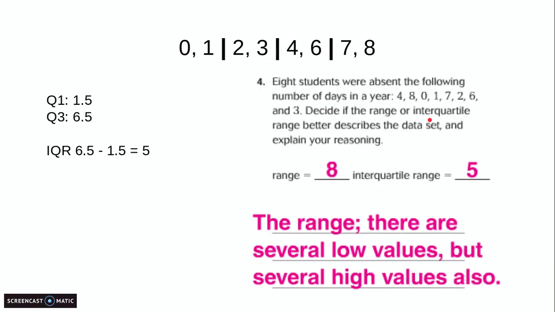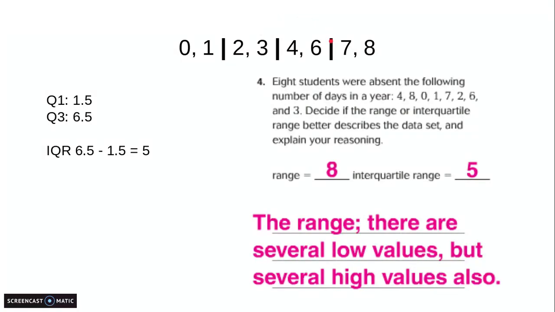And then the final problem, the 8 students were absent for the following number of days. Decide if range or interquartile range better describes the data set and explain your reasoning. So first, we said to do this one without making a box plot. It's definitely possible to do this without making a box plot. All you need to do is put your data in order, find your median, which is right here between the 3 and the 4. So that would be 3.5. Once you have your median, you find the middle of the bottom half of your numbers. That's going to be right in between the 1 and the 2. So that makes it 1.5.